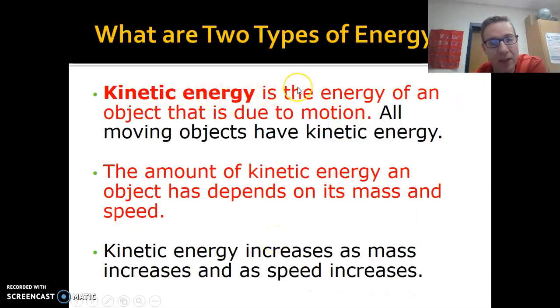Okay? So real quick, some more definitions. Kinetic energy is the energy of an object due to its motion. Now, all moving objects have that kinetic energy. Kinetic energy depends on two things, the mass and the speed. If I increase the mass, it has more potential energy, or more kinetic energy, pardon me. If I increase the speed, it also has more kinetic energy. So think of your car. If your car goes faster, it has more kinetic energy. If you went from a car to a truck moving on the road, it has more kinetic energy.